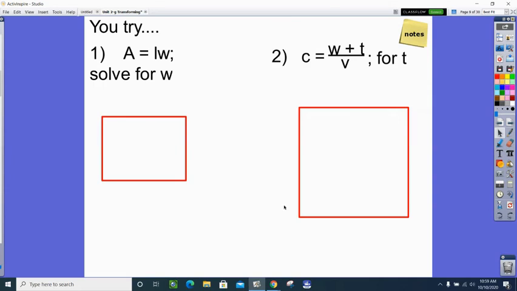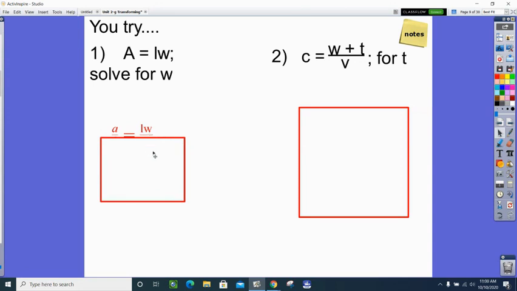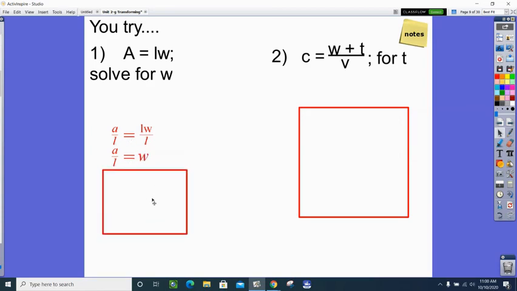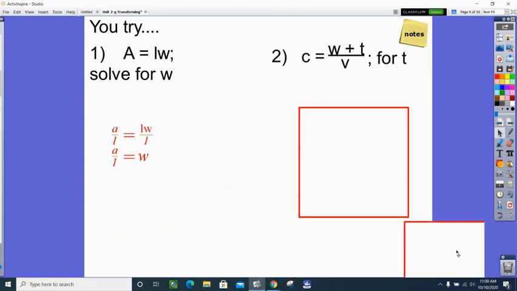Okay, so pause the video, do the first one, do the second one, come back, and we'll see how you did. Okay, so to solve for the W, since you are multiplying, you would divide. That's not a 1, that's an L. Since you are multiplying by L, to move it, you would divide by L. And area divided by length equals width. That was not a big shocker, was it?